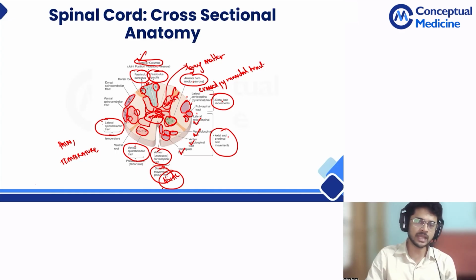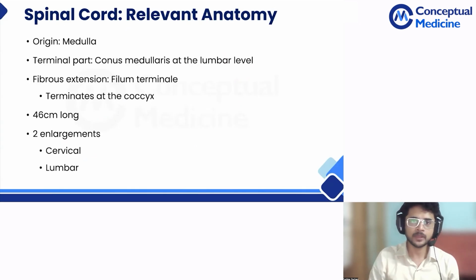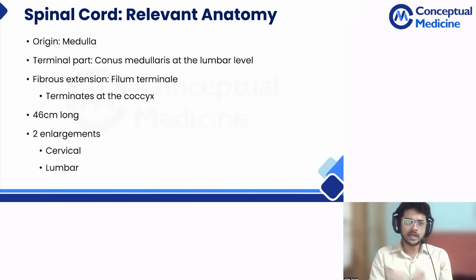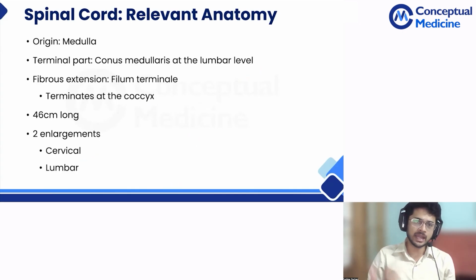So this is about the lamination of the spinal cord, the important cross-sectional anatomy of the spinal cord. So let's go into the other relevant clinical anatomy of the spinal cord.